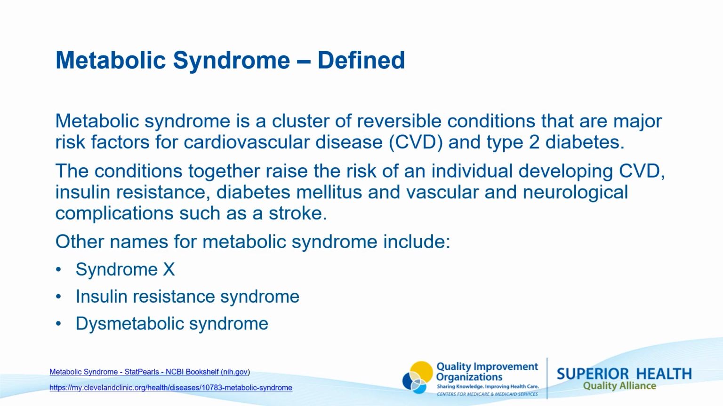So what is metabolic syndrome? It's a cluster of reversible conditions which are major risk factors, particularly in the cardiovascular world, for the type 2 diabetic patient. The conditions together raise the risk of an individual developing atherosclerotic cardiovascular disease, insulin resistance, diabetes mellitus, and vascular and neurological complications such as cerebrovascular events or accidents, also known as strokes.